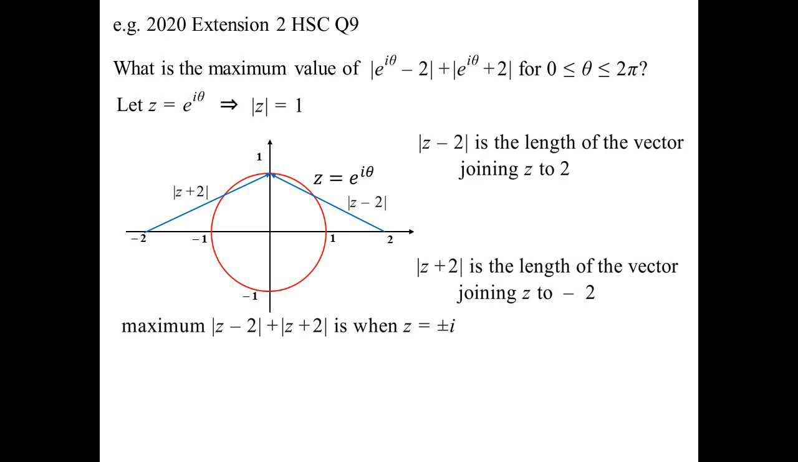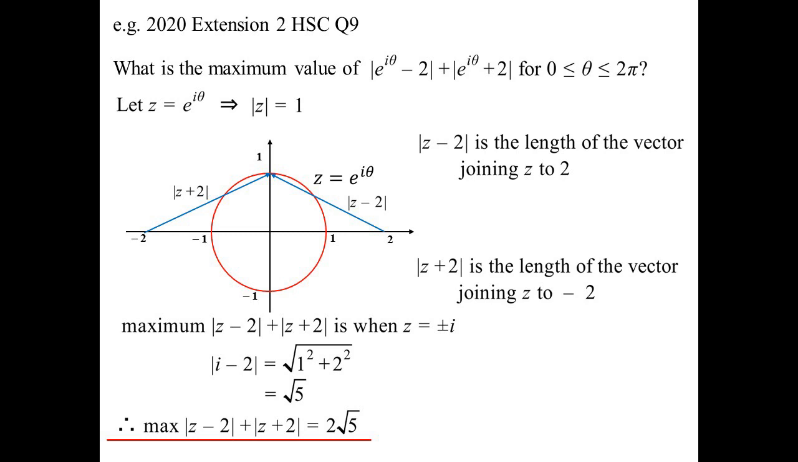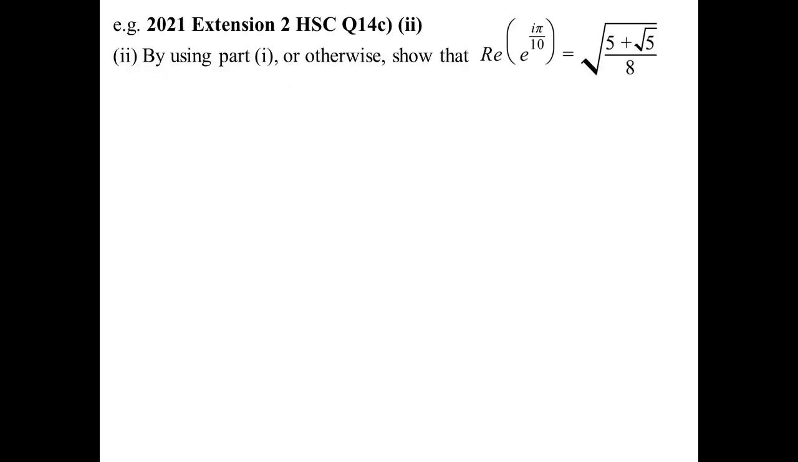Okay, well if z is plus or minus i, let's find the length of that vector. What would the modulus of i minus 2 be? It would be the square root of 5. There's our maximum, 2 root 5, because they're both going to have the same length. Great question. As I say, it was multiple choice. But yeah, it would have been a good question even if it wasn't.